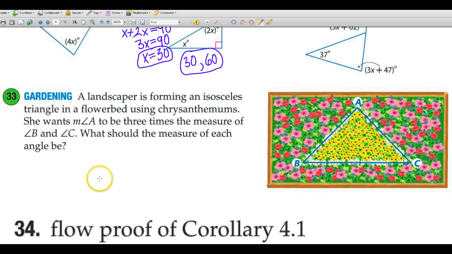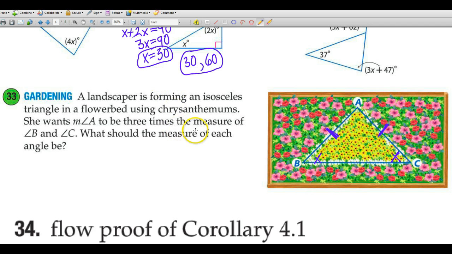Number 33, a landscaper is forming an isosceles triangle in a flower bed using chrysanthemums. She wants the measure of angle A to be 3 times the measure of angle B and C. What should the measure of each angle be? So, in an isosceles triangle, that means we have at least 2 congruent sides. So our 2 congruent sides would be AB and AC. So B and C would be congruent. And we don't know what the measure of angles B and C are, so we can call that x. So if B is x, then C is also x.